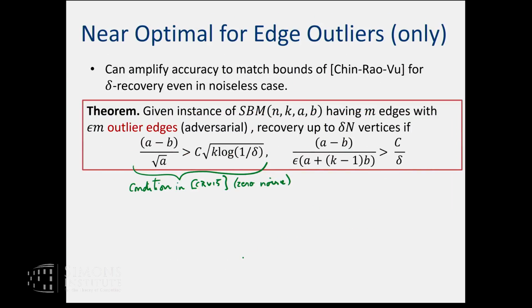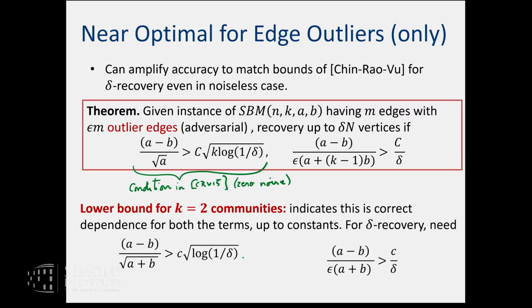Okay, and there is some sense in which this is optimal. If you look at the two terms that come about, one of them comes from a no noise term, and that kind of dependence is necessary even if there is no noise. And this is the noise term, and there is some sense in which, at least for two communities, this kind of dependence is necessary, up to constant factors. But I'll not go into the specifics.